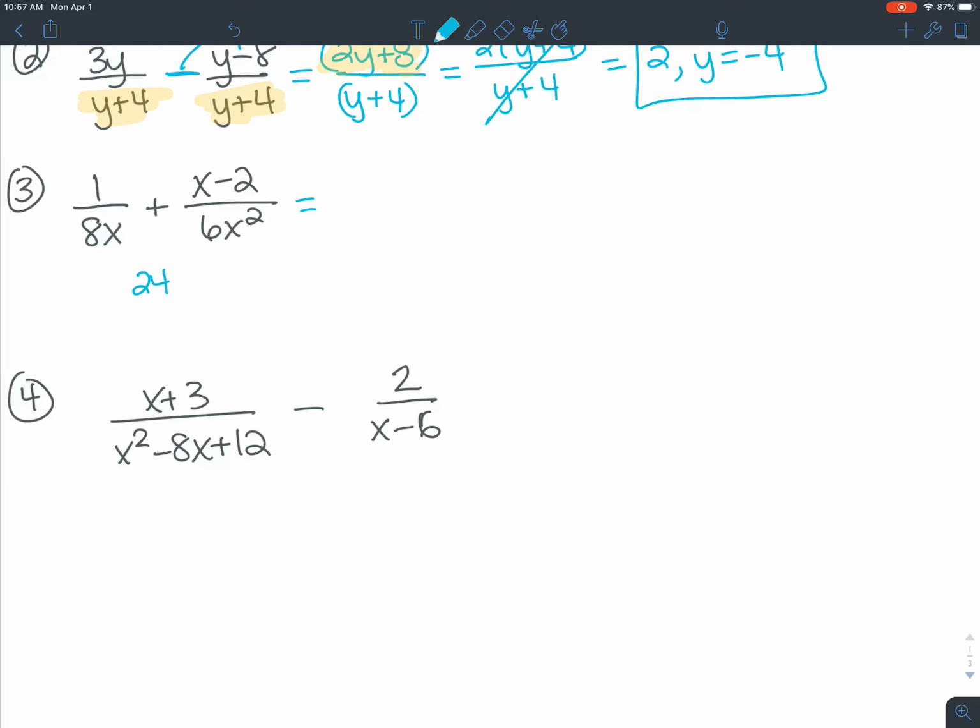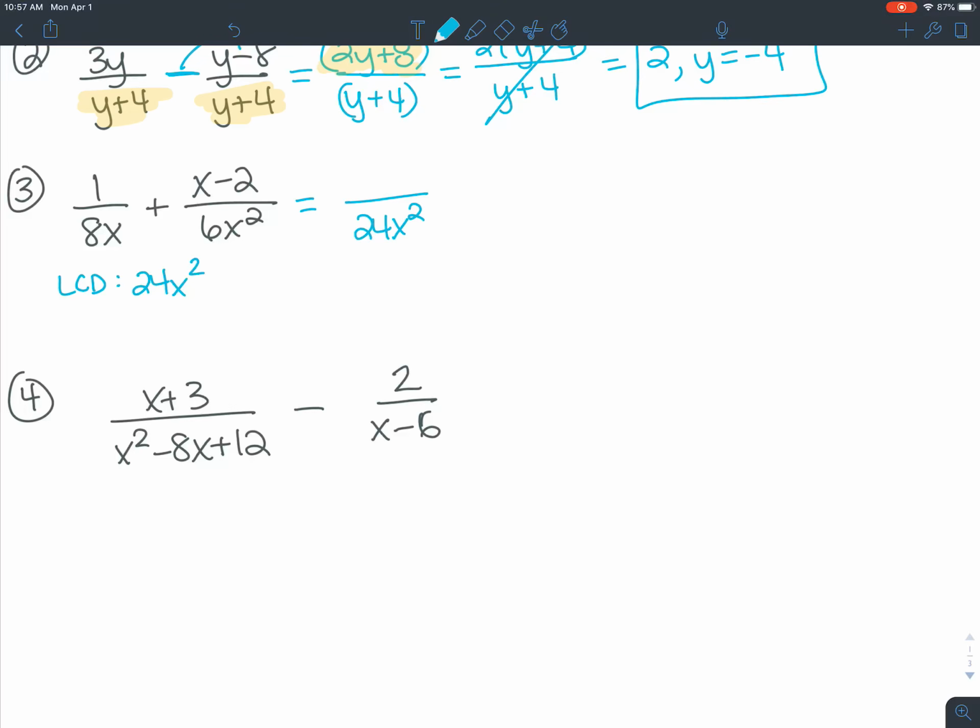And then we want to look at multiples of x and x squared that are in common. And basically you can always go with the one that has the higher exponent. So this would be our common factor, or our least common denominator. That's our LCD, lowest common denominator. So we have 24x squared.